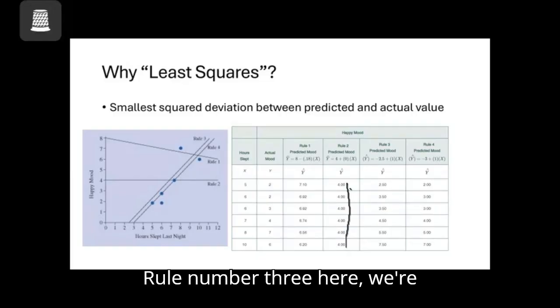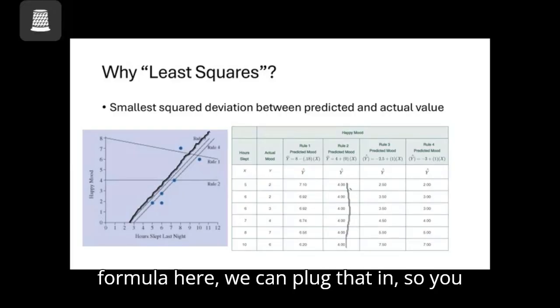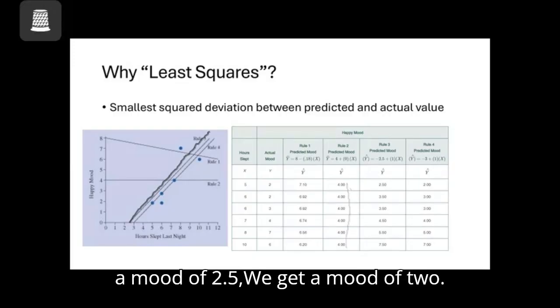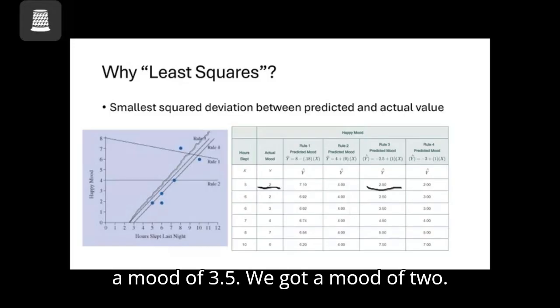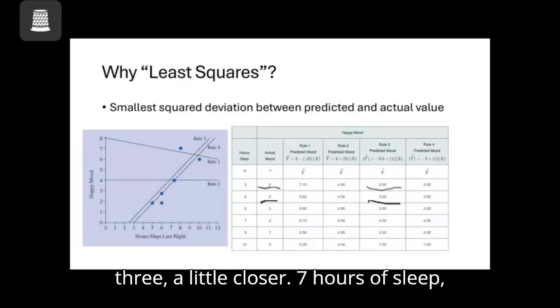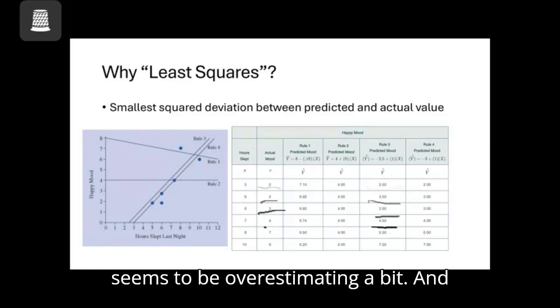Rule number 3 here, we have kind of this formula here. We can plug that in. So you get 5 hours of sleep, you should have a mood of 2.5. We get a mood of 2. That's pretty close. 6, you should have a mood of 3.5. We got a mood of 2. That's a bit farther off. 3.5 and 3, a little closer. 7 hours of sleep, you should be at 4.5. You're at a 4. So it seems to be overestimating a bit.